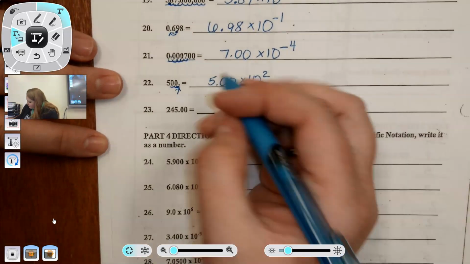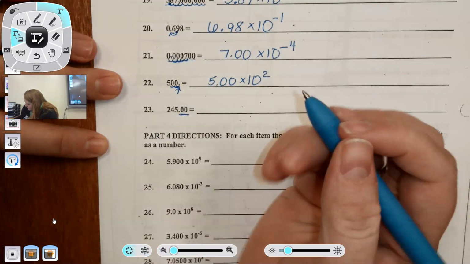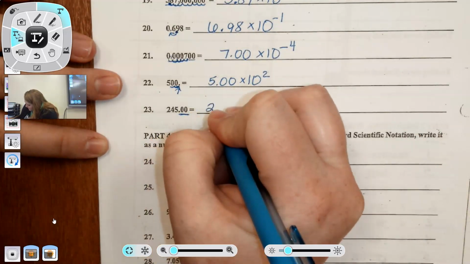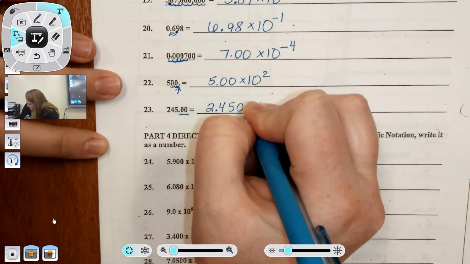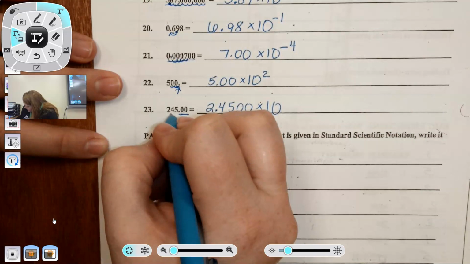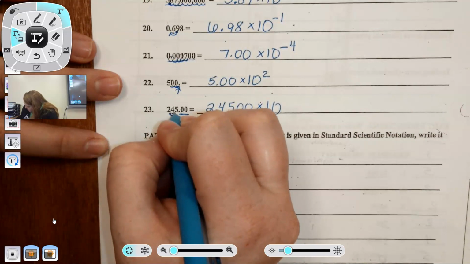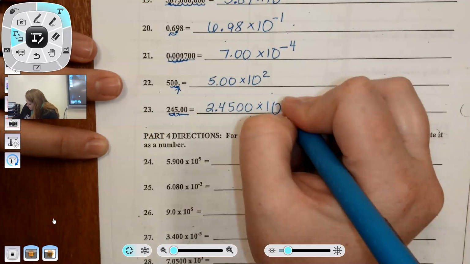And 245.00, those zeros are significant because they're trailing and there's a decimal. So we're going to say 2.4500 times 10 to the second power.